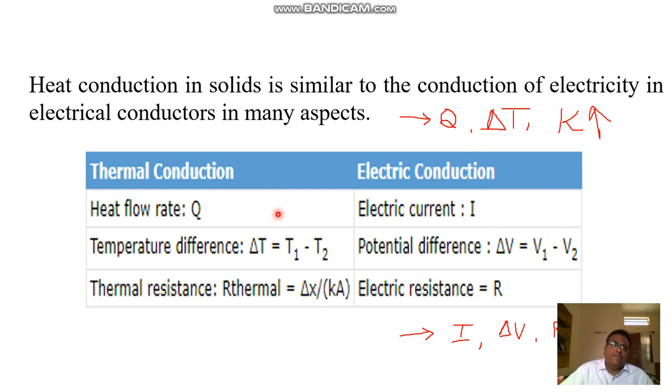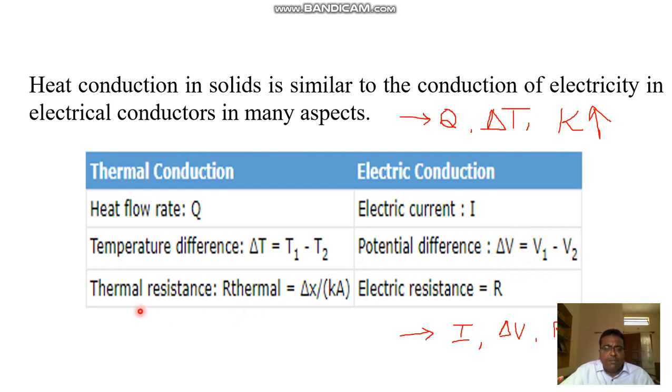In thermal conduction, Q is flowing, that is heat is flowing, whereas in electrical conduction, I is flowing, that is current is flowing. This Q is because of the temperature difference. If a temperature difference exists between two points, then only Q will flow from higher temperature to lower temperature. Whereas the electric current flows because of the potential difference, that is the voltage difference.